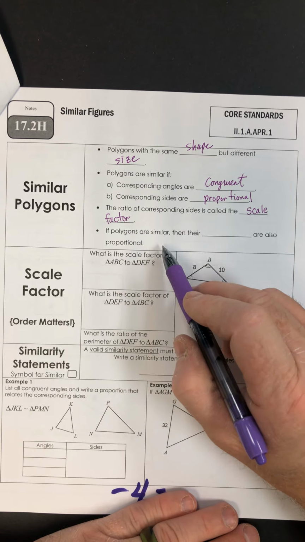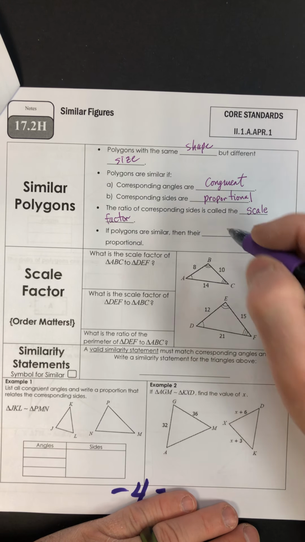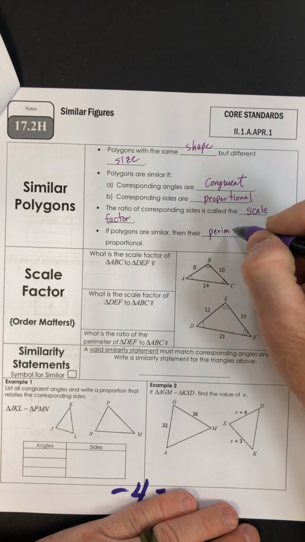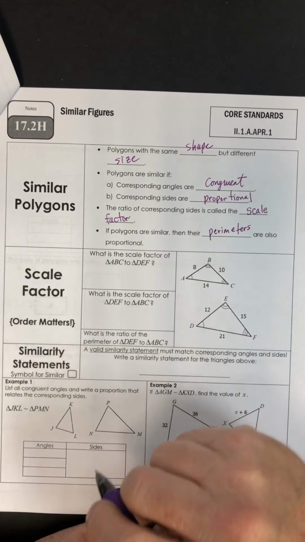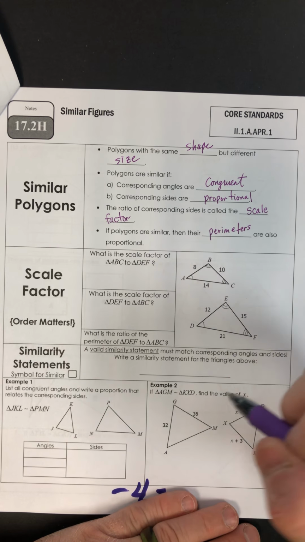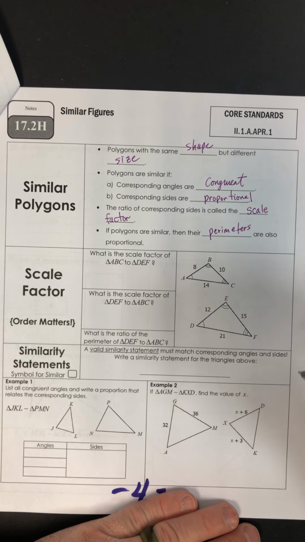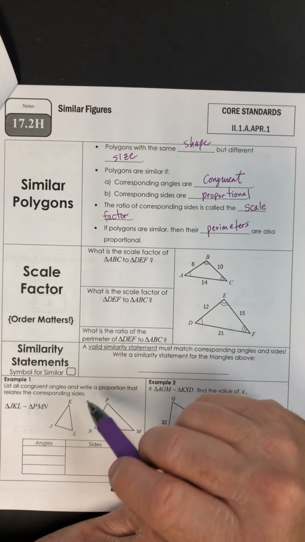If the polygons are similar, then their perimeters are also proportional. So if you had the perimeter of one triangle, you could set that as a fraction over the perimeter of the other triangle. Okay, now let's go on to scale factor. What is scale factor?